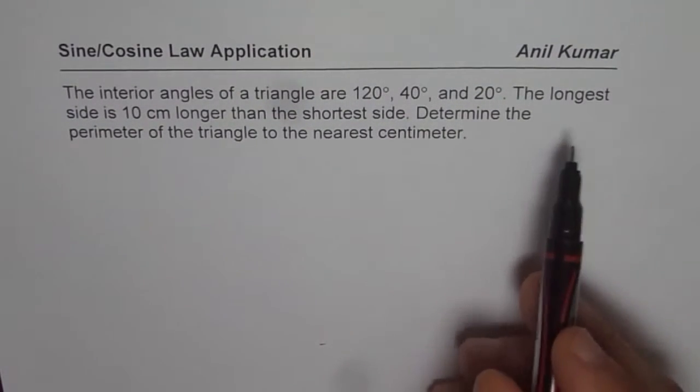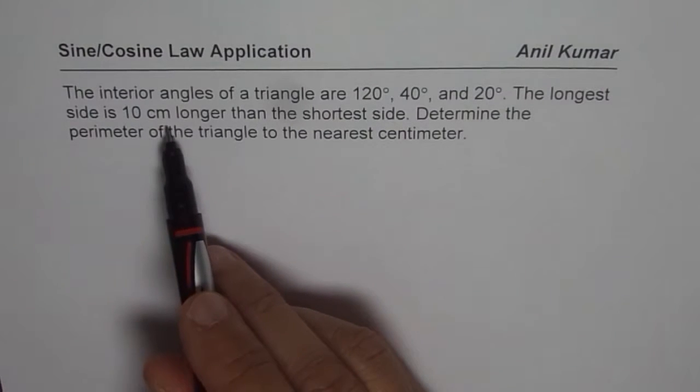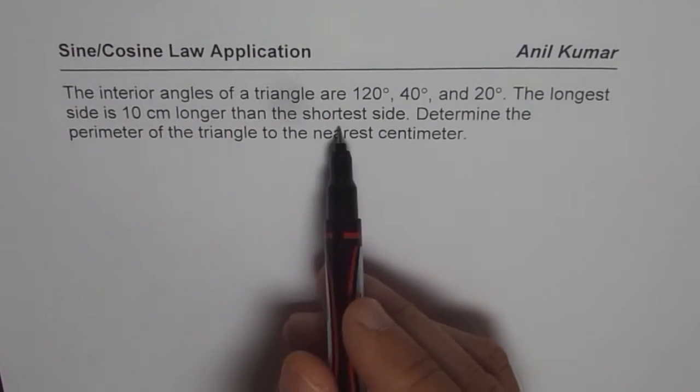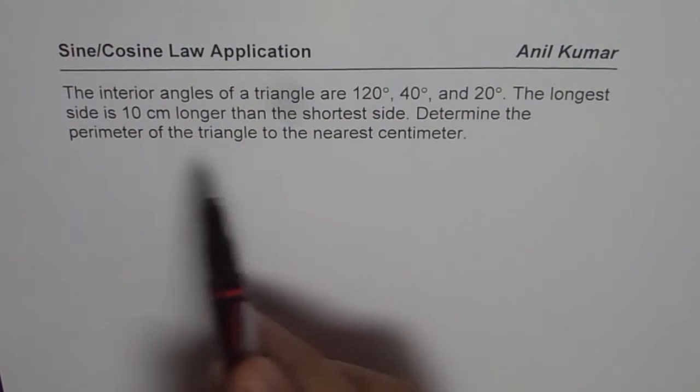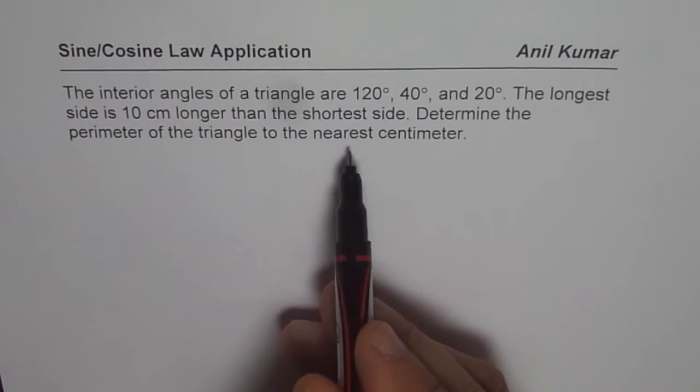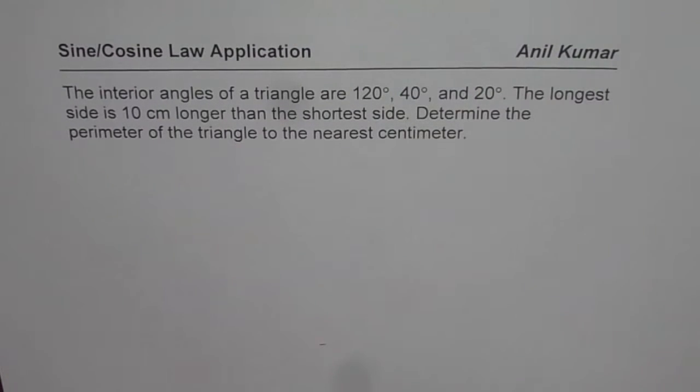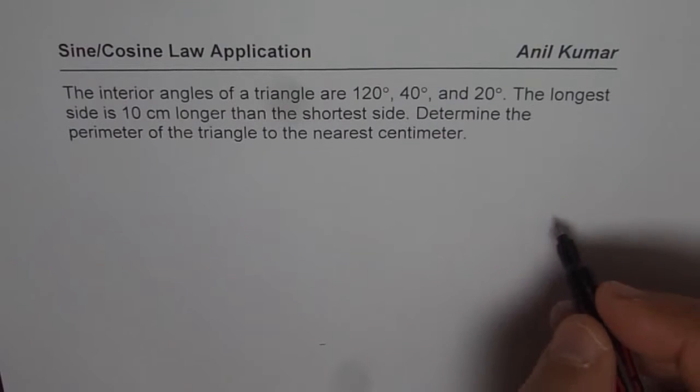degrees. The longest side is 10 centimeters longer than the shortest side. Determine the perimeter of the triangle to the nearest centimeter. Now this is a test question. You can pause the video, copy the question, solve, and then look into my suggestion. First step is, let us sketch a diagram, right?